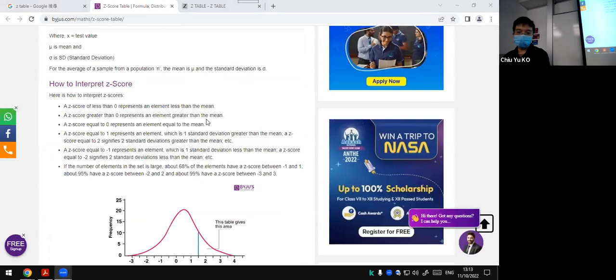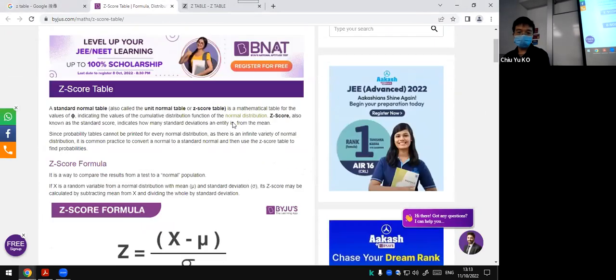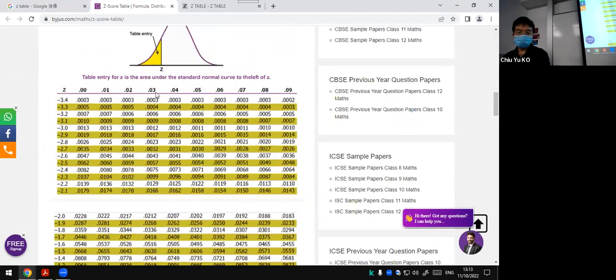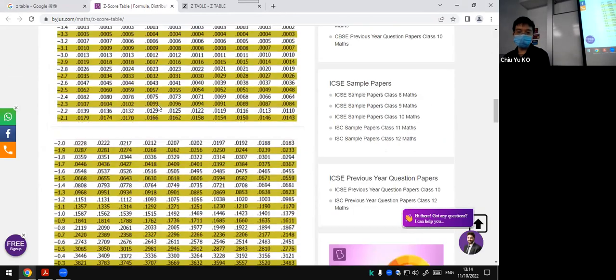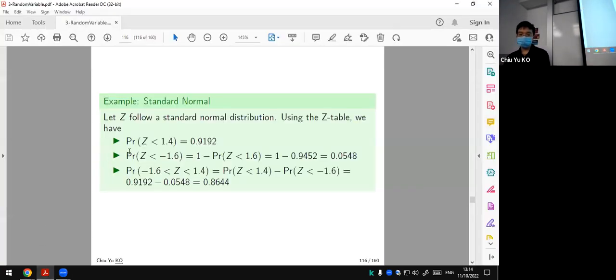Sometimes they give the left one. Sometimes they give the positive one. But they're symmetric, they're the same. You give me positive, you give me negative, the same thing, because this one, negative 1 is the right tail, same as the left tail. So in the exam, you bring what you like.